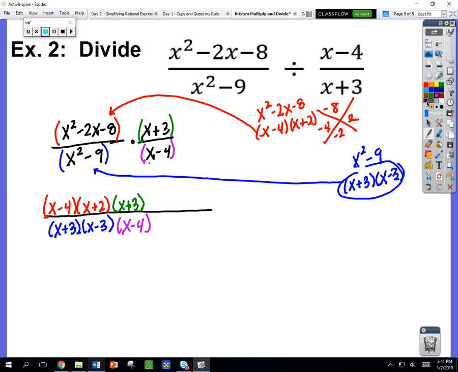And now I'm going to see what all cancels. X minus 4 cancels, x plus 3 cancels, so my final answer simplified is x plus 2 over x minus 3.